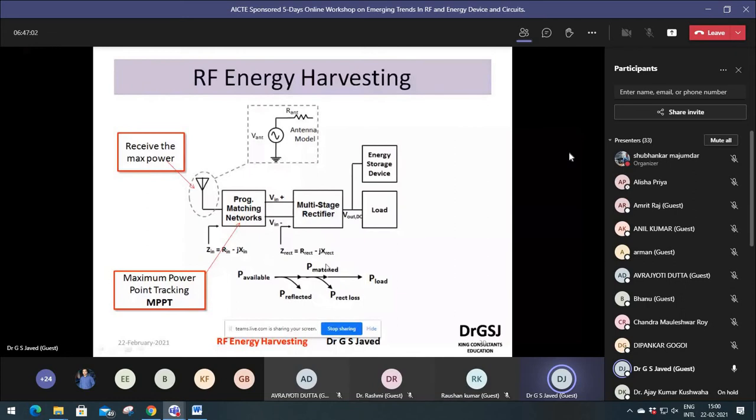Now, if you look at the things you need to change to ensure high efficiency, try to make P reflected as close to 0 and the rectifier loss as close to 0. So to make these two 0, you need to tweak, design, and understand the new challenges that the programmable matching networks and the multi-stage rectifiers give, and how you get the appropriate inputs.